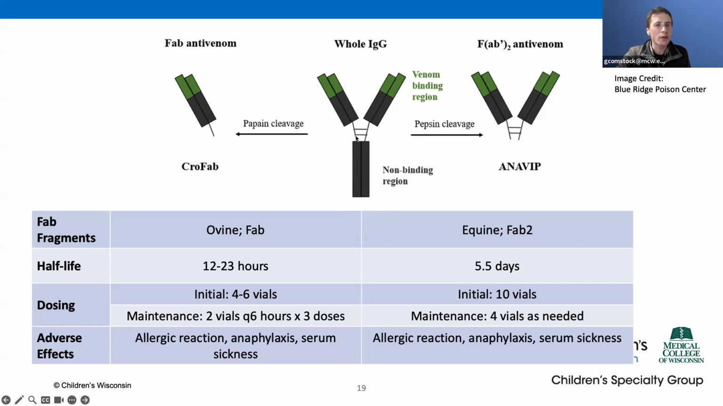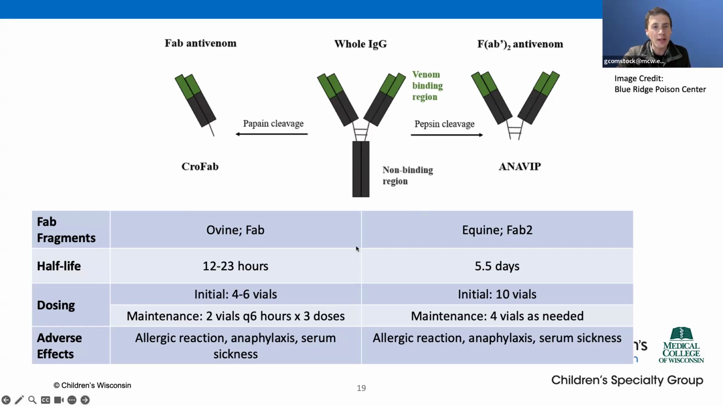Now, depending on where you cleave, so again, we've cleaved this part, but depending on where you cleave, if you cleave right here at this spot, kind of on the left or the right, you're left with just this Fab component, and that Fab is CroFab. And if you cleave down lower and you keep these two ends kind of intact, then you wind up with a Fab2 fragment, and that's what Anavip is. The main difference when you're talking about a Fab versus a Fab2 is, well, Fab2 is about twice as big, as you can see by this simplistic schematic.